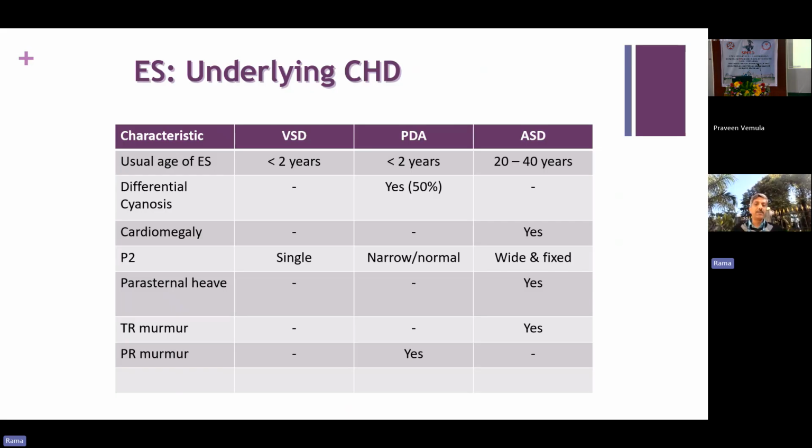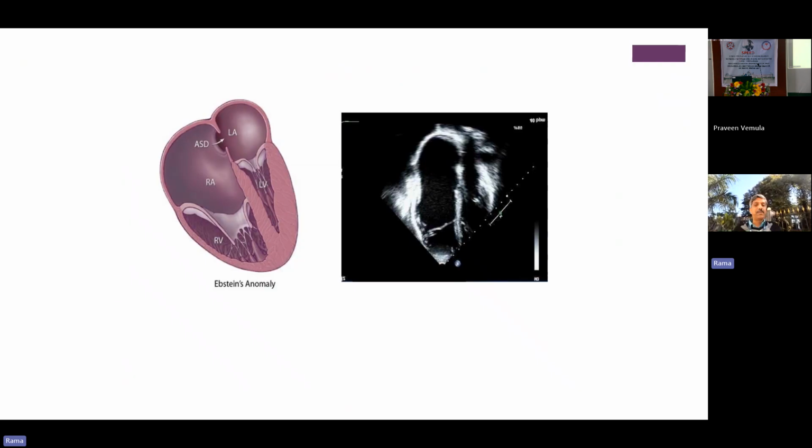Differential cyanosis is found in 50% of PDAs. Cardiomegaly is a feature of ASD, not a feature of VSD and PDA. T2 is generally single in VSD, narrow or normal in PDA. It's variable generally, or in ASD it is generally wide and fixed. Parasternal heave is found only in ASD. TR murmur is classical of ASD and PR murmur is classical for VSD and PDA with PH.